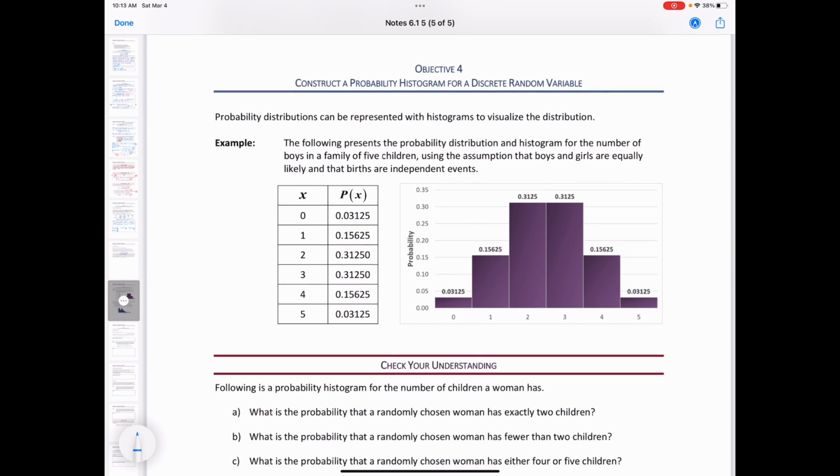It says probability distributions can be represented with histograms to visualize the distribution. The following presents a probability distribution and histogram for the number of boys in a family of 5 children, using the assumption that boys and girls are equally likely and that births are independent. Here's a table, and here's the histogram. I like the histogram better because you can see it better. It's a visual interpretation. Notice that when it's a discrete random variable like 0, your whole bar there is 0, this bar is 1, this bar is 2, and so forth. Okay?